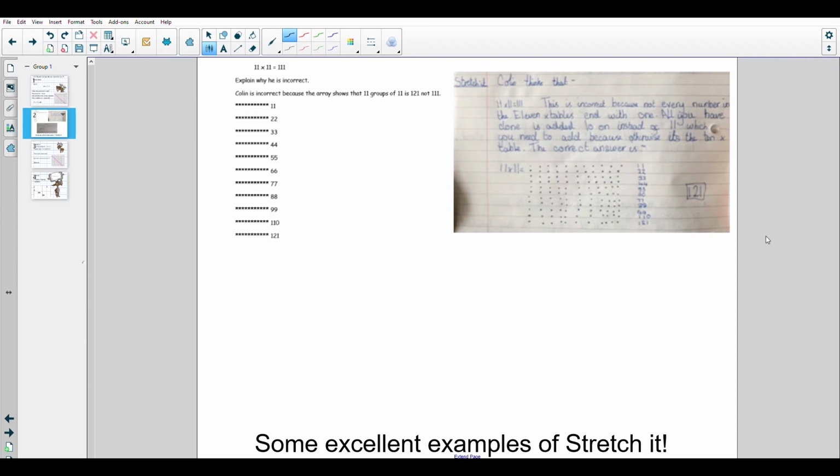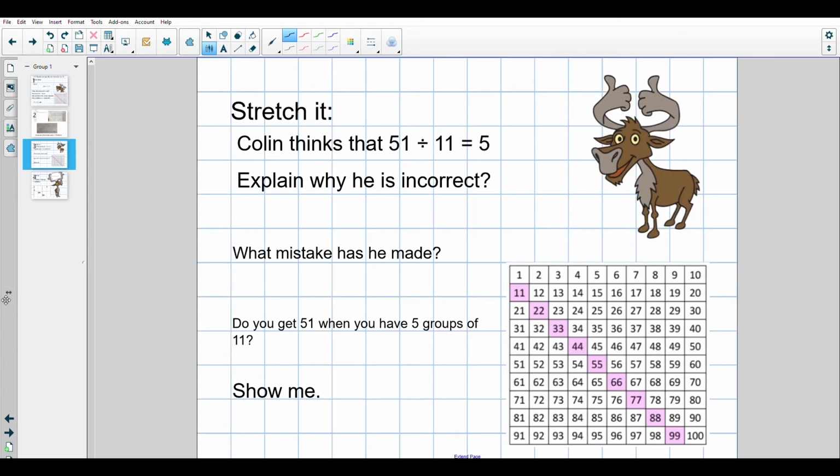Stretch it is actually really difficult because it really requires you to think hard rather than just say the simple answer. It's all about explaining why. Okay, so stretch it. It says Colin thinks that 51 divided by 11 equals 5. It then says explain why he is incorrect. So what mistake has he made? So thinking carefully, do you get 51 when you have 5 groups of 11?